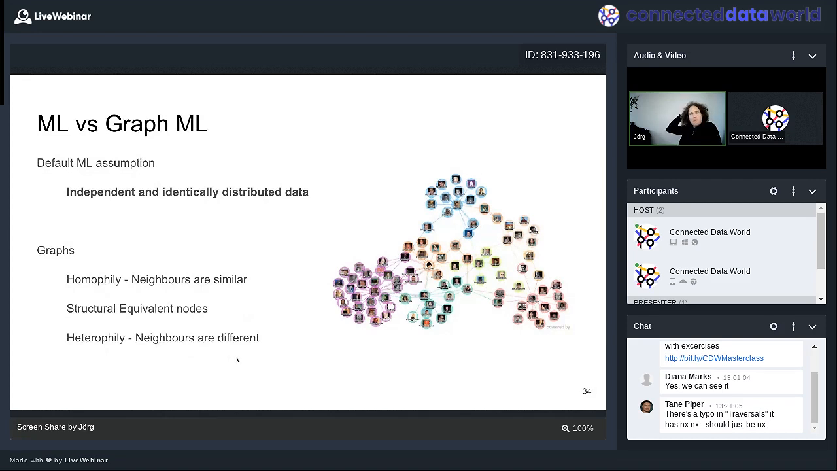Then there's also the opposite of the first assumption of homophily, that neighboring nodes are actually different. An easy example is bipartite graphs where I have two distinct item types. So I have users and then products which might be bought by them. Then obviously neighboring nodes are different, but even in more homogeneous graphs, there are often scenarios where neighboring nodes have different properties.